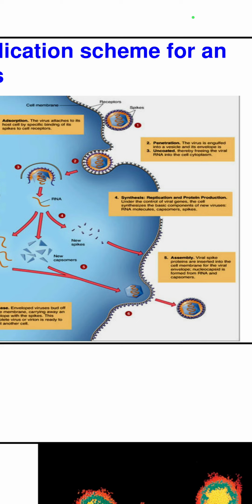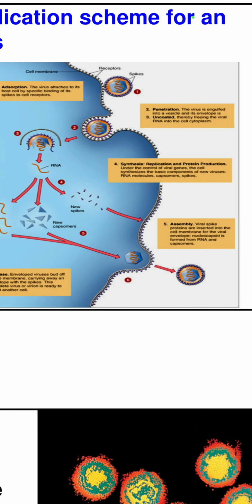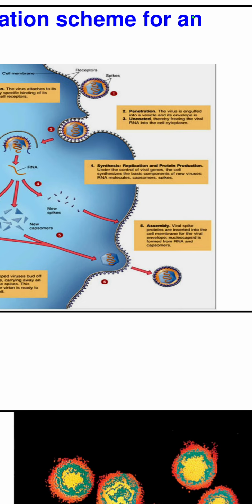It is actually under the control of viral genes, and it synthesizes the basic components of new viruses, which can be found in RNA molecules or even in capsomers and spikes. After it replicates, it goes on to assembly, and the proteins are inserted into the cell membrane for the viral envelope, and the nucleocapsid is formed from the RNA and the capsomers.